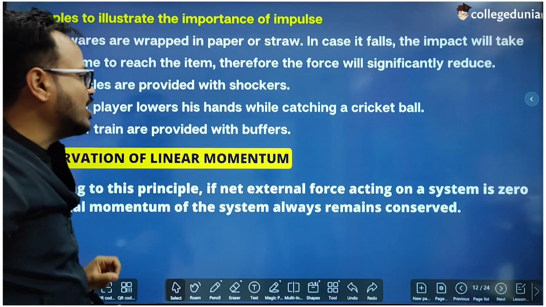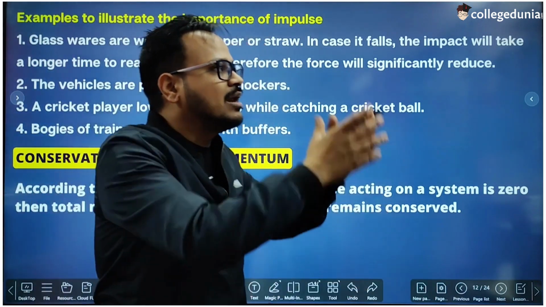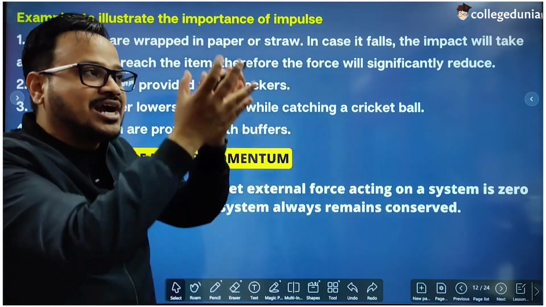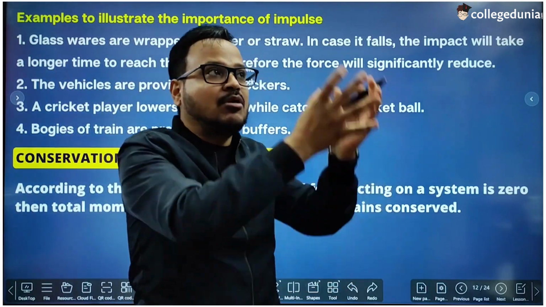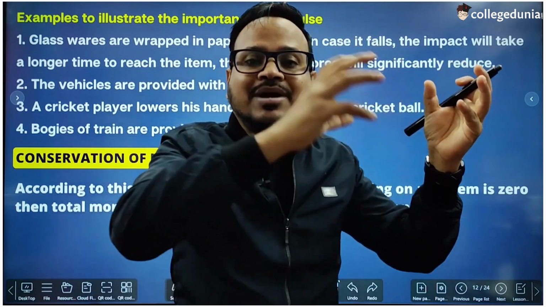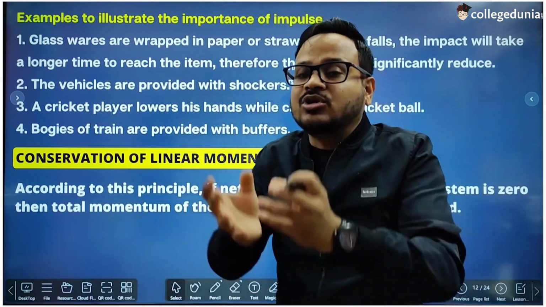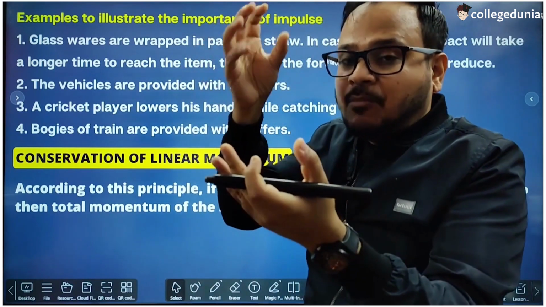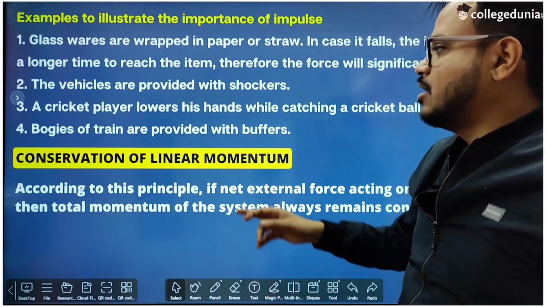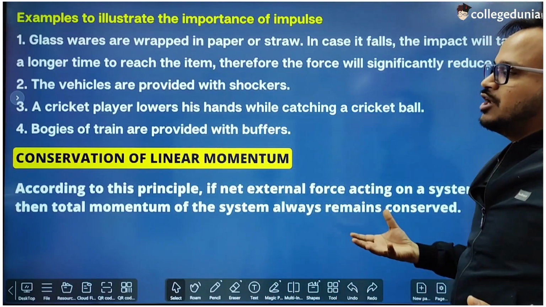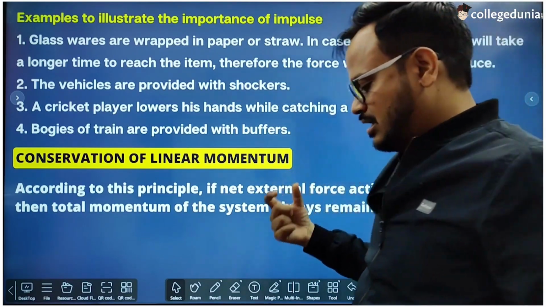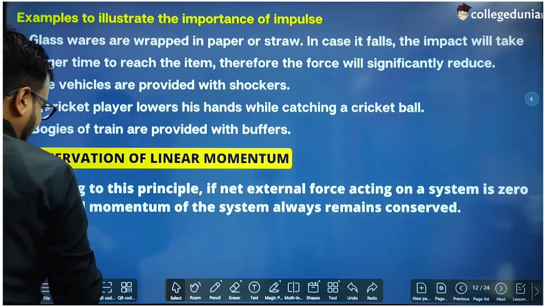A cricket player lowers his hands while catching a cricket ball. When a ball is coming towards the cricketer, you must have seen that the cricketer lowers his hand. He is trying to increase the time to change the momentum of the ball, which is coming with a particular momentum. To reduce that momentum to 0, he takes more time so that the force which the ball applies on his hands is reduced and he doesn't get hurt. And for the same reason, bogies of trains are provided with buffers. So all these points can be explained on one simple fundamental concept that we have discussed.